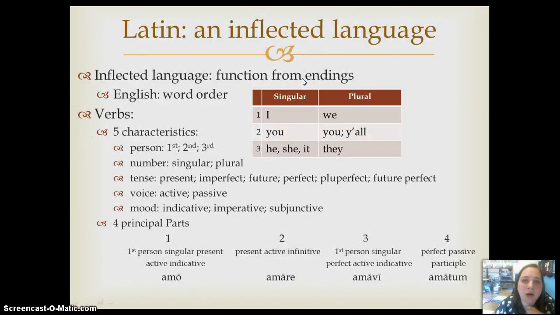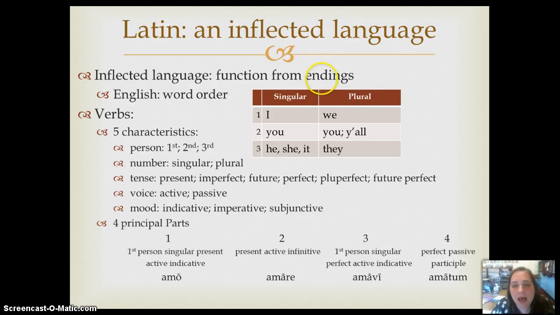Okay? All right, so the first thing you need to know is that Latin is what is called an inflected language. What that means is that you get the function of nouns in any given sentence from the endings, not necessarily from the order in which the noun falls in the sentence. That's how we do it in English. Not true in Latin. Like so many other languages, Latin also conjugates its verbs.